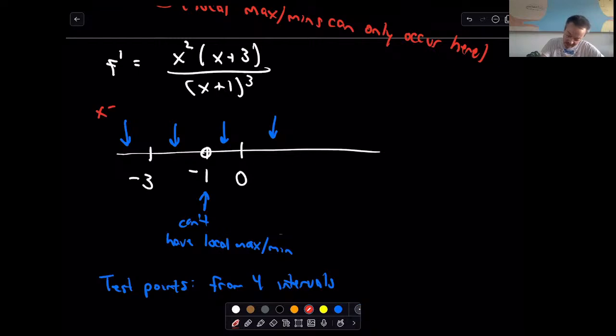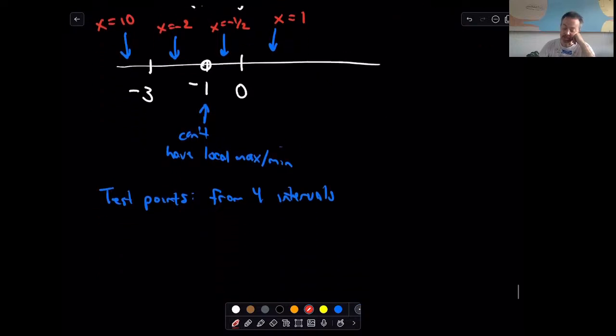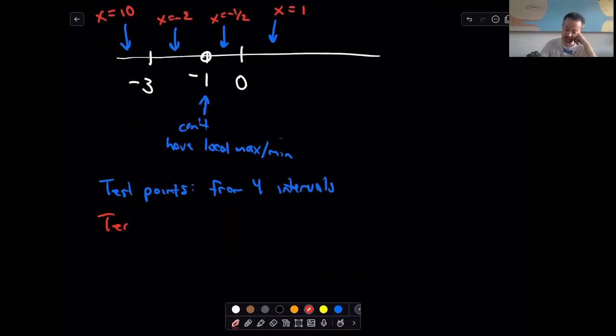And you can pick whatever number you want, just make sure it falls in that interval. So maybe I could use x equals -10. Then I've got to take a number between -3 and -1. Maybe I could test -2. And then something between -1 and 0. Maybe I would use -1/2. And then something larger than 0. So maybe I'll use x equals 1. I don't know. Okay, so let me test a couple, see if we find anything. Let's test x equals -1/2.